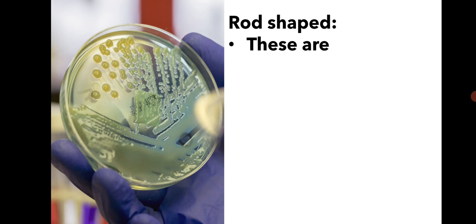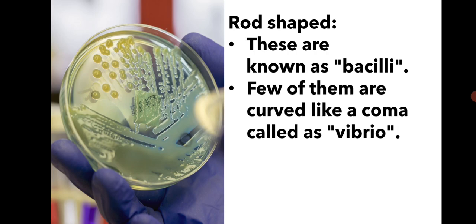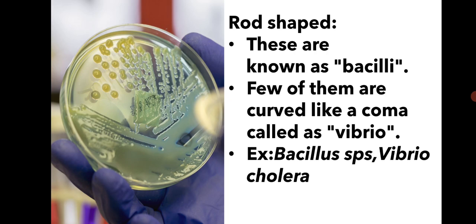Now rod shaped bacteria are known as bacilli. If they appear rod shaped, then they belong to bacilli, and if the rod is curved like a comma, then it is called vibrio. Example, Bacillus species and Vibrio cholerae.